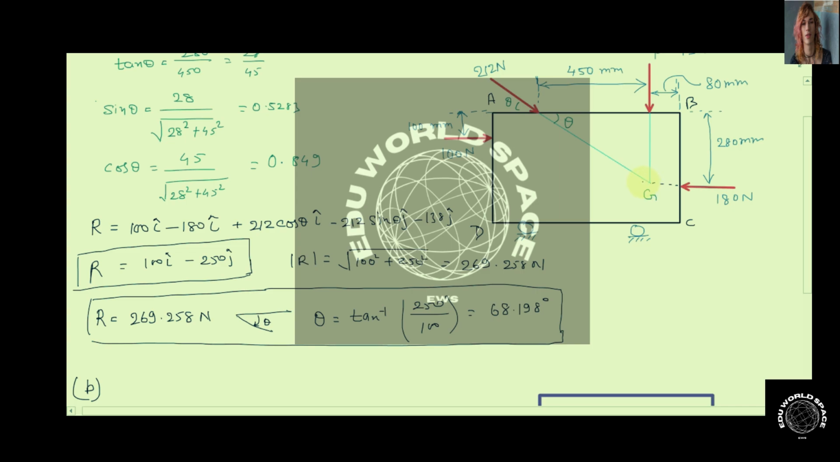So we have to worry only about the moment because of this 100 Newton force, and this 100 Newton force will have a line of action along this line. We can get the perpendicular distance between point G and the line of action: this distance is given as 280 mm and this distance is 100 mm, so this distance will be 280 minus 100, that is 180 mm.